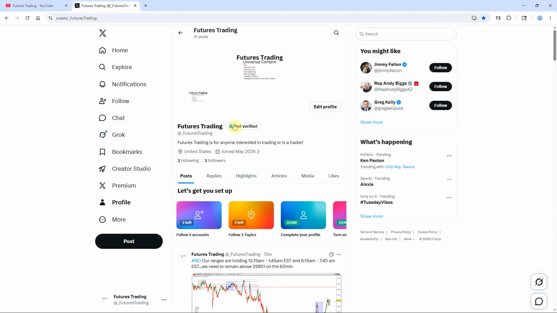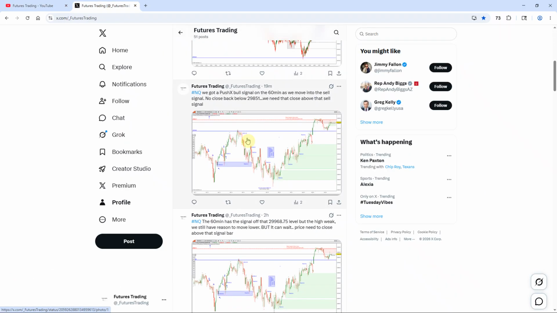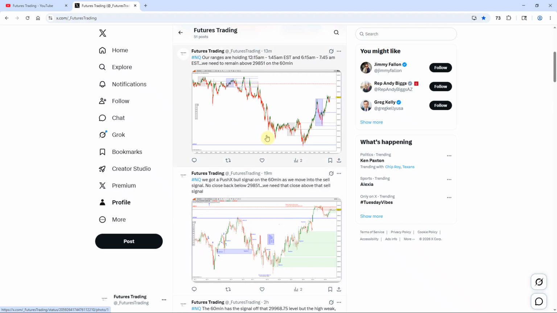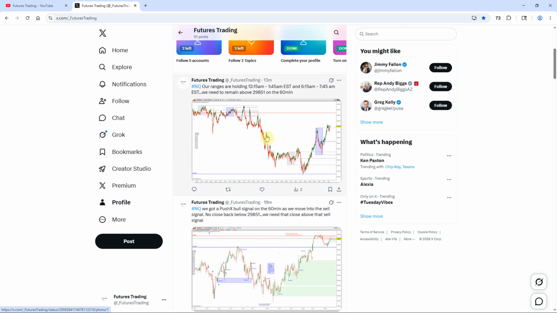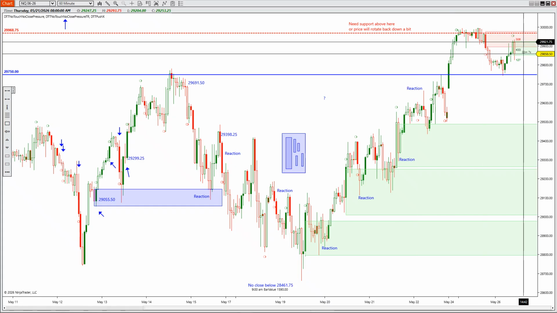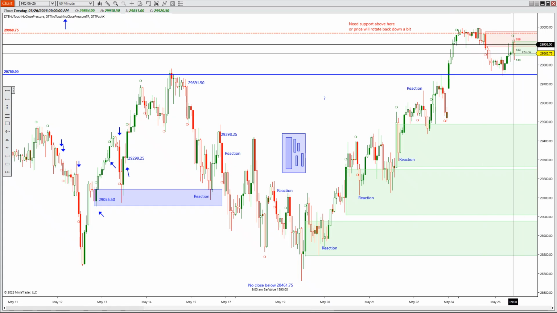Oh, yes, I did say, and I hope you guys caught that. So it can definitely move up. The high is weak, but we need to close above that signal bar. And then of course back here, where was I at? Right here. No close back below that 29,851. We need to close above that signal bar. So that's this hourly. There's our signal to push X.